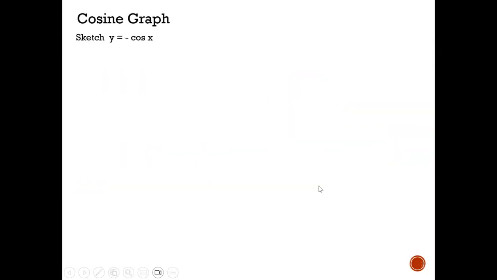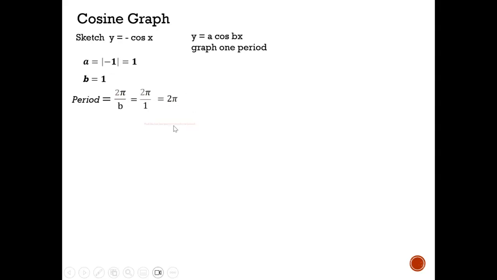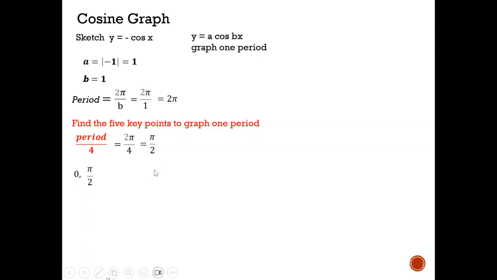Now let's sketch y equals negative cosine of x. Again, as before, we need to know the amplitude and the period. The amplitude is 1, my b is 1, so the period will be 2 pi over 1, which is 2 pi. Dividing by 4, the standard x values are 0, pi over 2, pi, 3 pi over 2, and 2 pi.